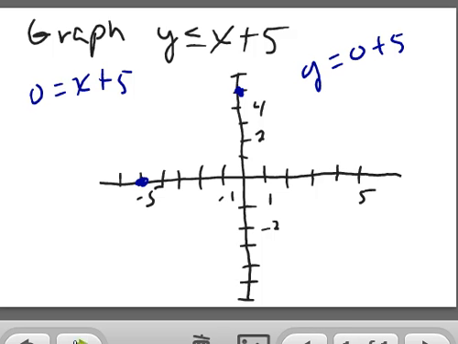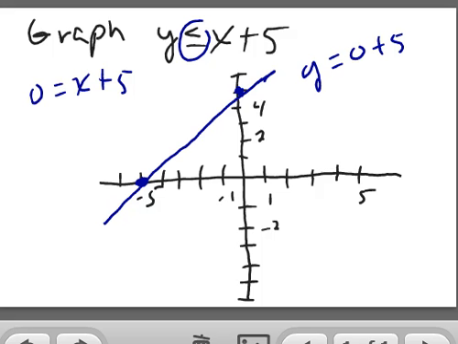One thing that we want to keep track of is the type of inequality that we have. Well, we have a less than or equal to. So when we connect our line, we will have to consider that a less than or equal to gets a solid line. So when we graph it, we connect the points with a solid line.